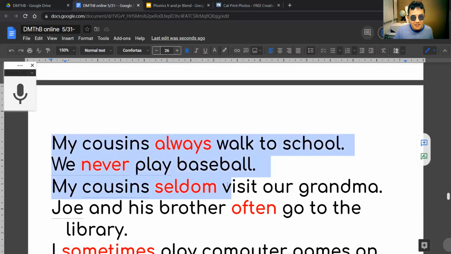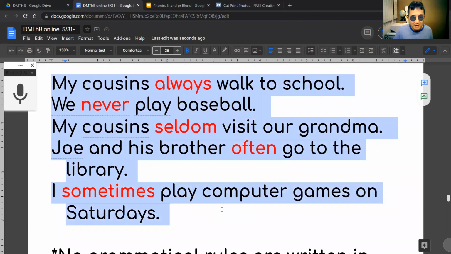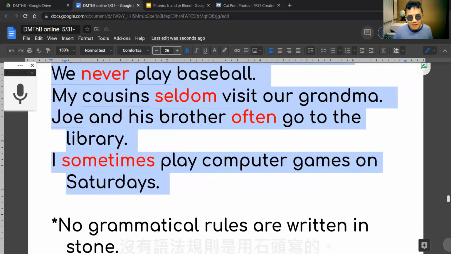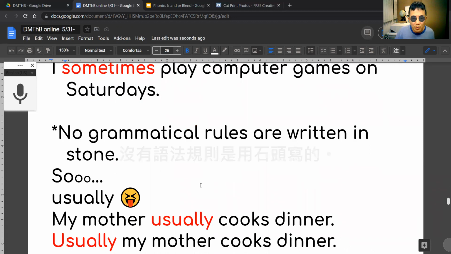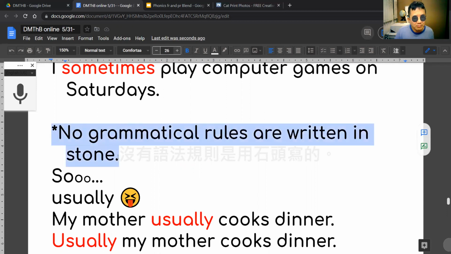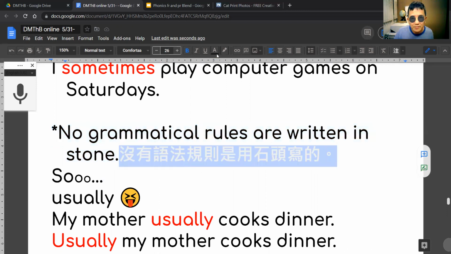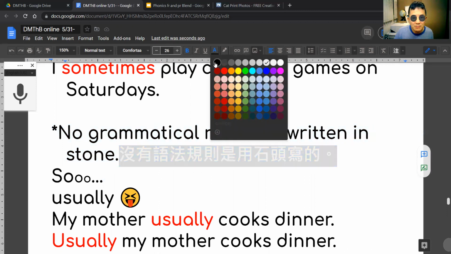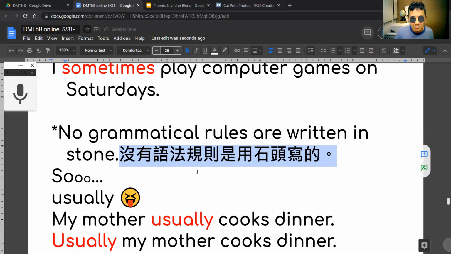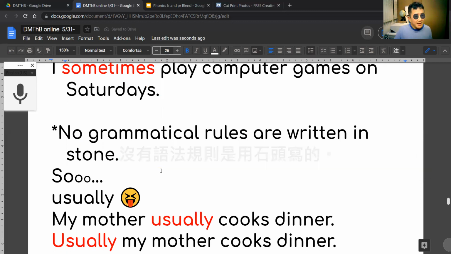We will talk about these when we are live, okay? But let me say a couple more things, okay? No grammatical rules are written in stone, okay? What does that mean? Well, what does it mean in Chinese? I'll show you, just a quick flash. Okay, 1, 2, 3, stop. What does that mean? Okay, it means that there are no rules that are not broken.